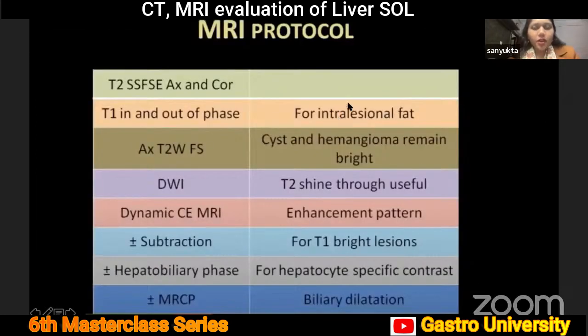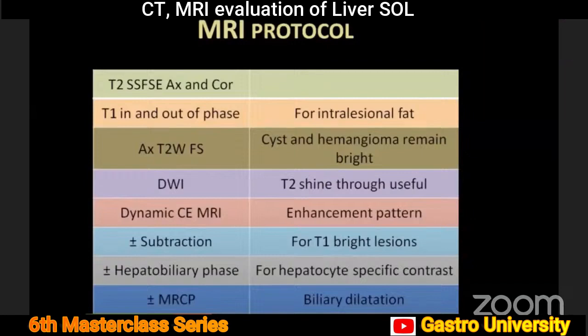As far as the MRI protocol, we have the T1 and the T2 images. T1, especially, we have the in and out of phase. These are basically for the intravoxel fat. So the lesions containing intravoxel fat will become black on out of phase images, and thus help you identify the lesion characteristic. Axial T2 weighted fat sat images enhance the cysts and the hemangiomas. Diffusion weighted, we all know the sinister ones, the malignant ones show the diffusion restriction, as well as the inflammatory ones, the abscess. They also show the diffusion.